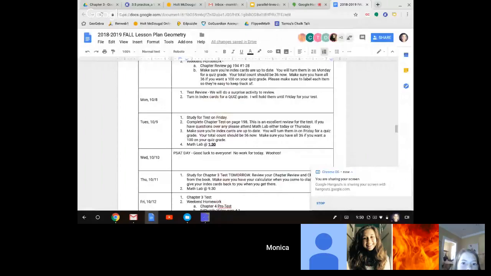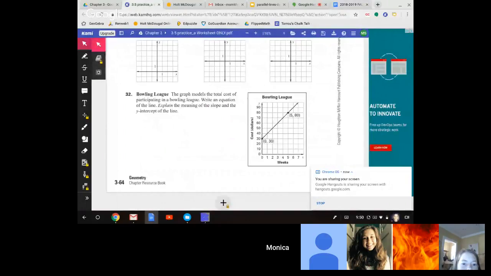Okay, so if we look at this problem, for a bowling league, the graph models the total cost of participating in a bowling league. Write an equation of the line and then explain the meaning of the slope and the y-intercept of the line. Okay, so to write an equation of the line, you need to know it's going to be in the form of y equals mx plus b, okay?